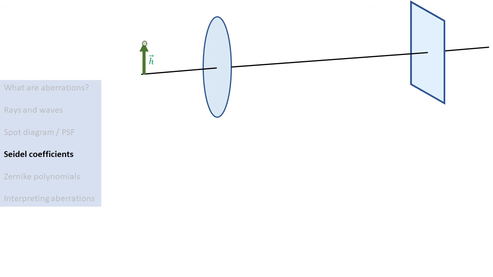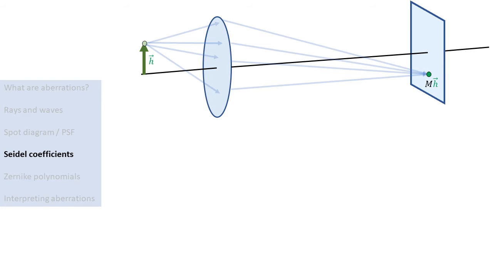Suppose we have a point source whose location is given by the coordinate vector h. This point source emits rays in all directions, so there are rays going through all points of the pupil. In an ideal imaging system, all these rays converge at a single image point. The position of that image point is given by the coordinate vector h of the original point source multiplied with the magnification of the imaging system.